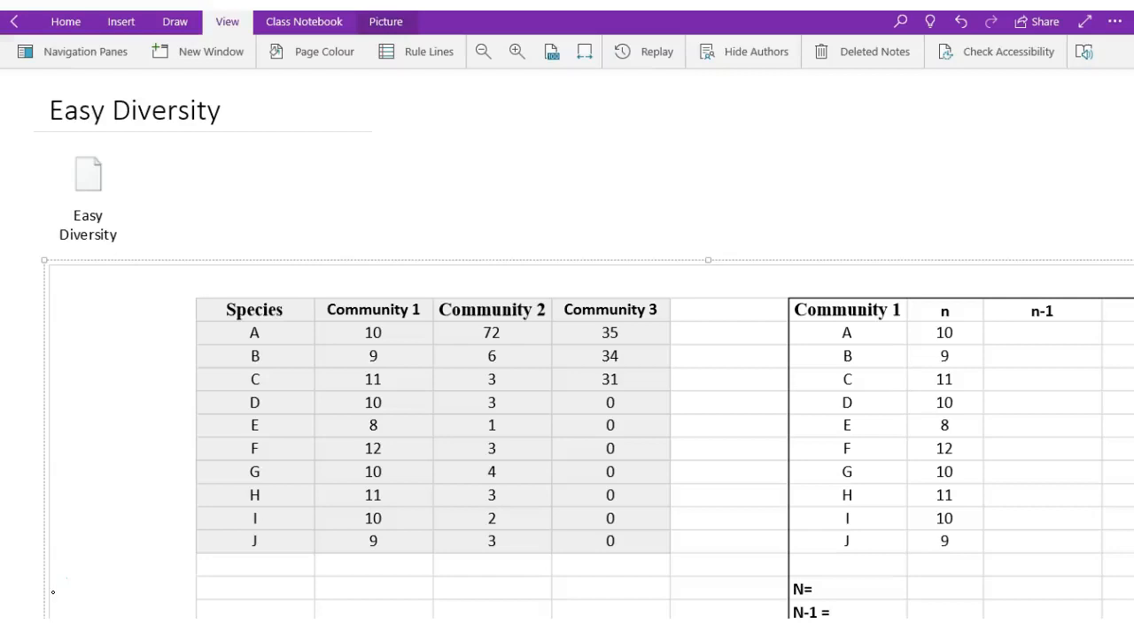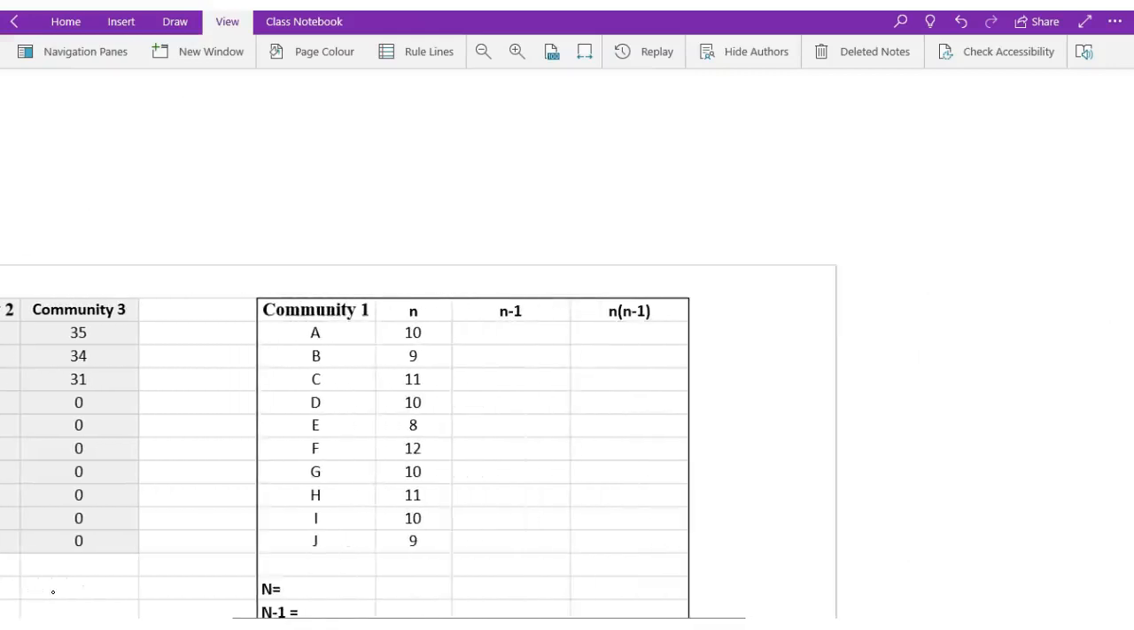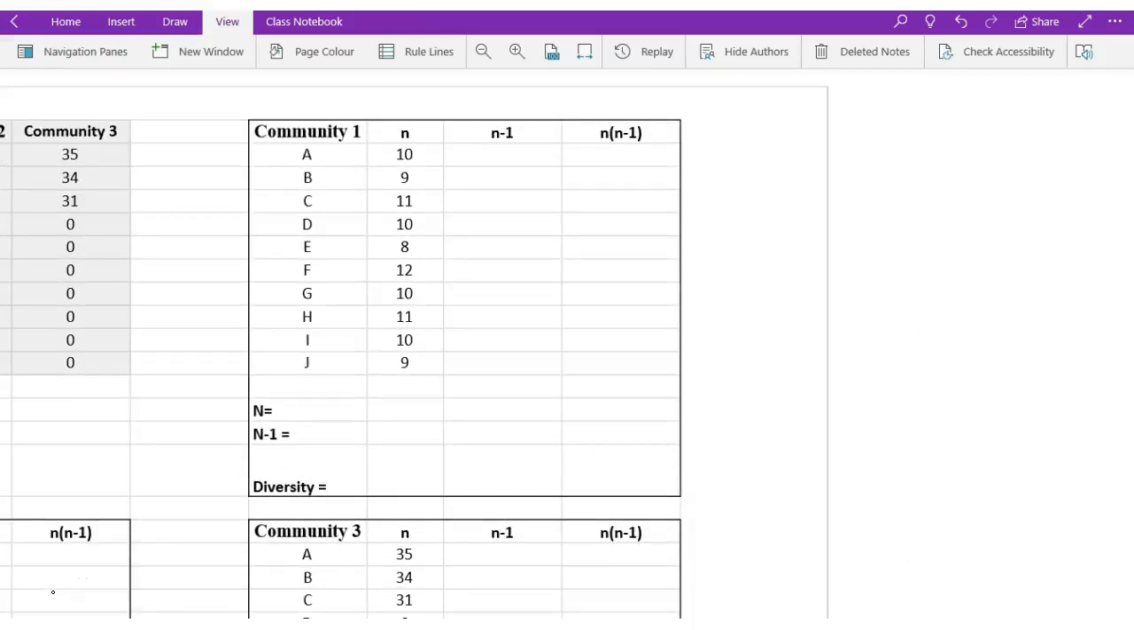First of all, I'm just going to go through it. You have different species, A to J. Okay, they could be birds, they could be mammals, they could be fish. You don't know what they are, but they're in 3 different areas, community 1, 2, and 3. Now, here you're going to be looking at the biodiversity of each of these communities so that you can then compare them. So let's just go over here to community 1 and we'll have a closer look.